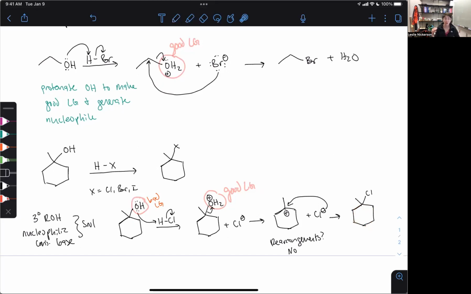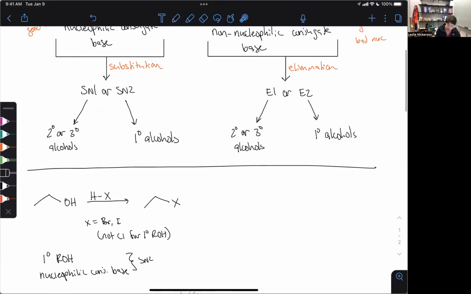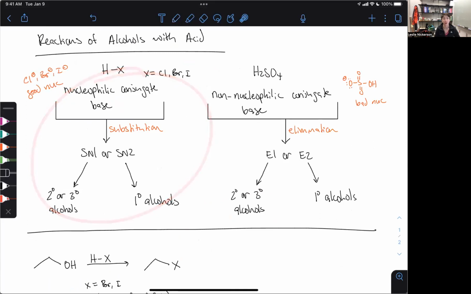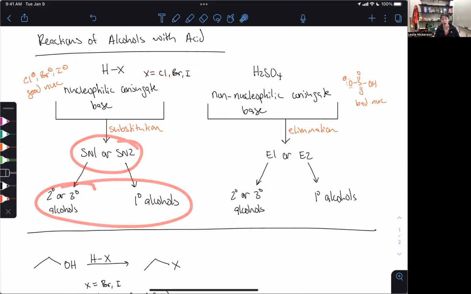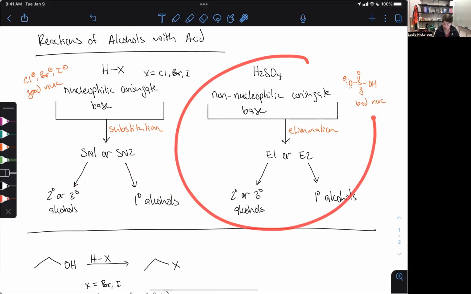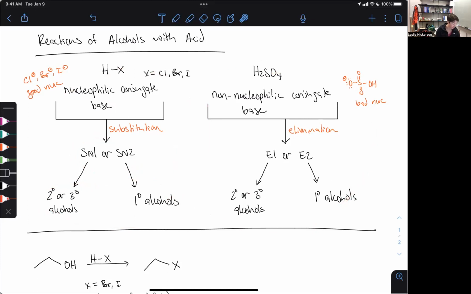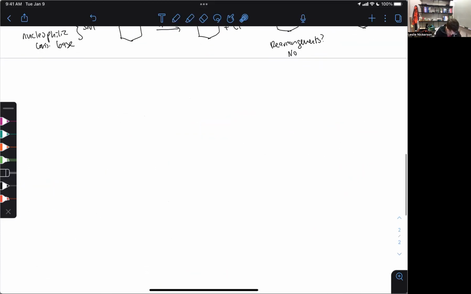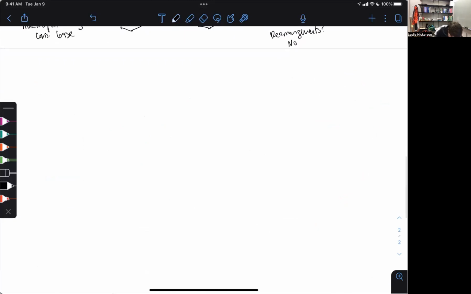So that's going to be this side of this little flowchart thing. We're looking at anything like HCl, HBr, HI. Those are all going to give us substitution, and then you look at what kind of alcohol you have to determine whether or not it's going to be an SN1 mechanism or an SN2 mechanism. So let's look at the H2SO4 for a little bit here. Let's start off with a primary alcohol.